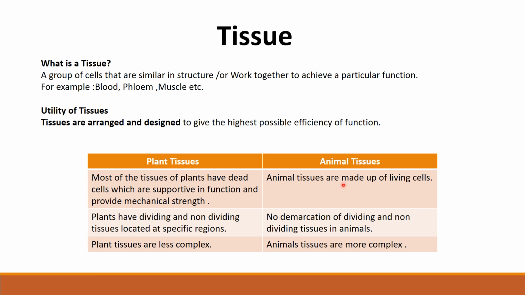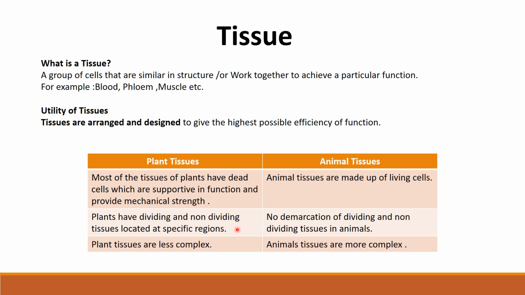But in animal tissues, all are living cells, right? Although they can die, so there will be non-dividing cells as well. But there is no such demarcation that there are dividing or non-dividing tissues. Okay, there are cells which may repair, or which may die and make a new cell, but that is on the basis of the cellular level. On the tissue level, there is no such demarcation of dividing and non-dividing tissues.